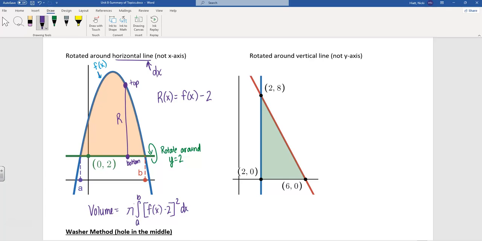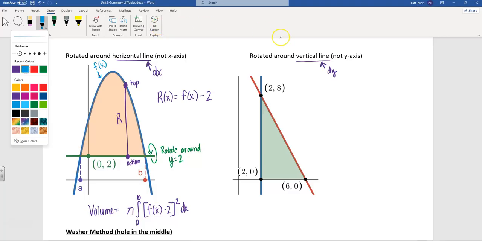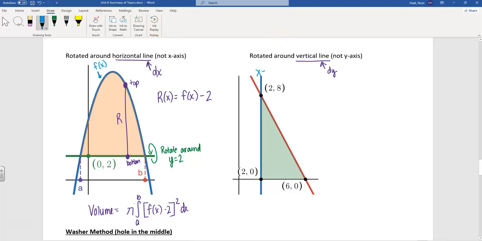Okay, does that help? All right, vertical line. That tells you dy. Let's say that we're rotating around here. This is going to be x equals 2 right here. Let's rotate around this vertical line, x equals 2.